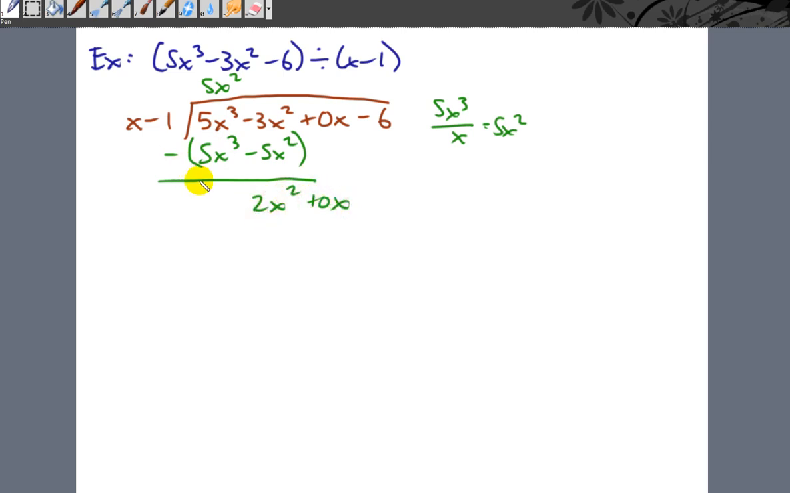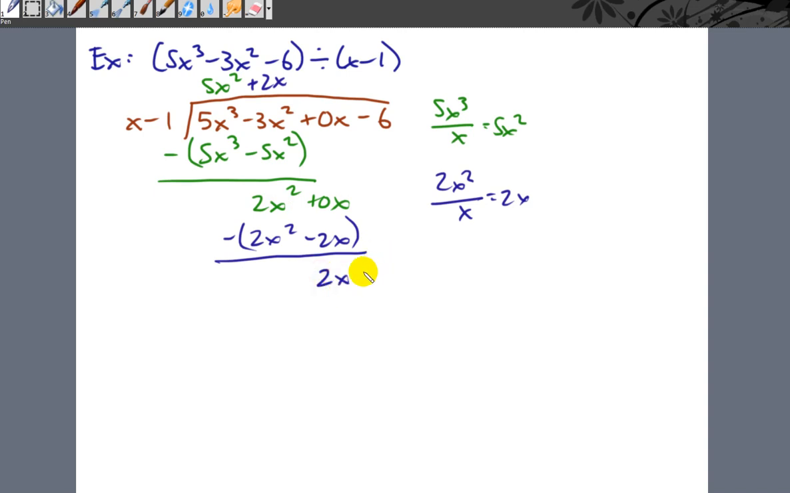Okay, next what I see is we need to do 2x squared divided by x. So if we do 2x squared divided by x, that's 2x. So we get positive 2x here. And then what we need to do is we get 2x squared, and we're going to subtract 2x. Put minus sign here, cancels, and we get 0x plus 2x, and that's going to be 2x minus 6.